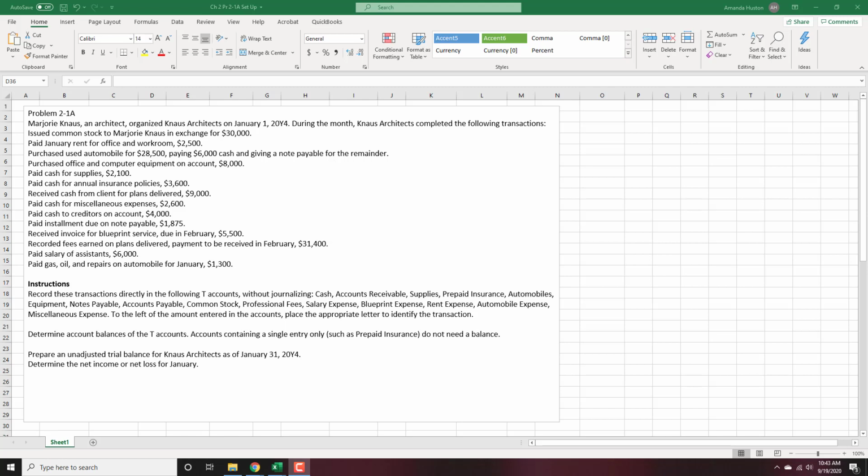Recorded fees earned on plans delivered. Payment will be received in February, $31,400. Paid salary of assistant, $6,000, and then paid gas, oil, and repairs for automobiles, $1,300.